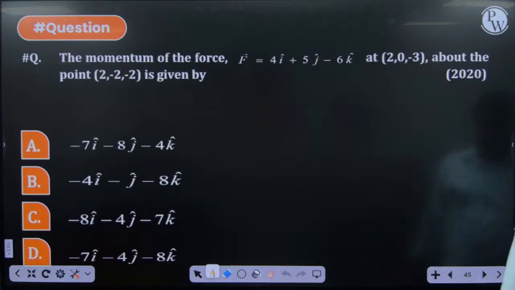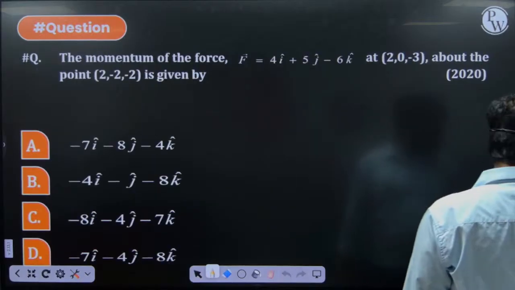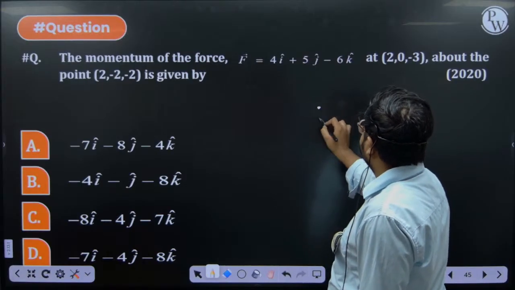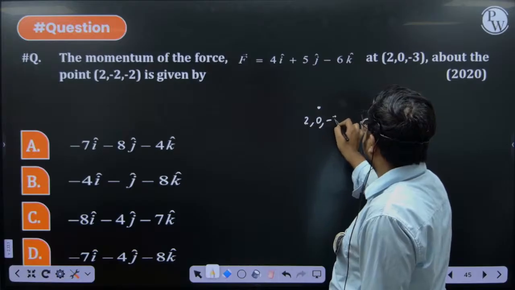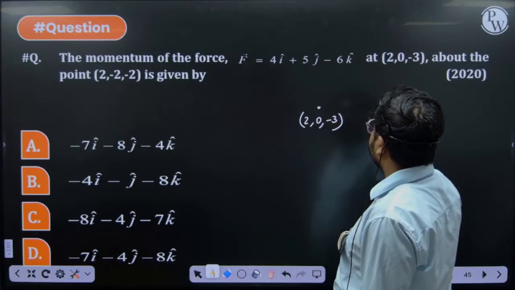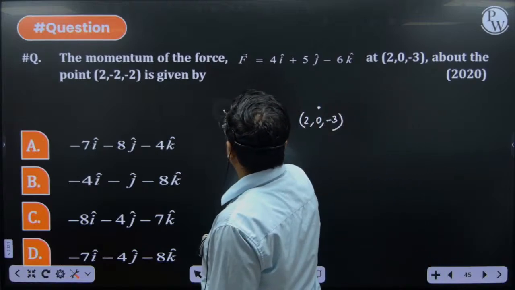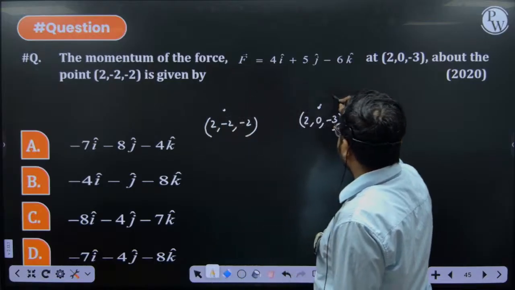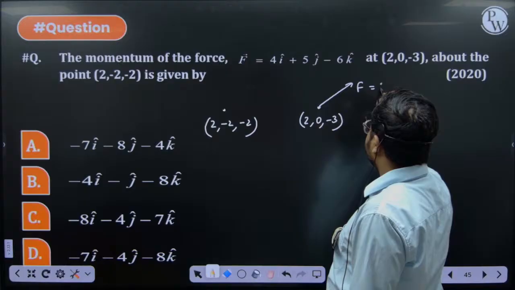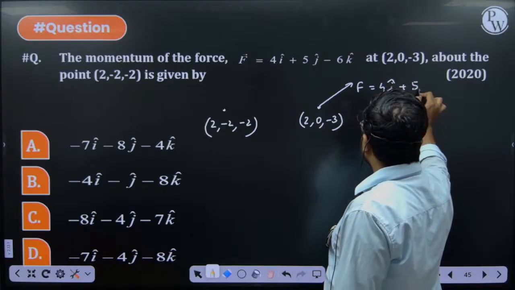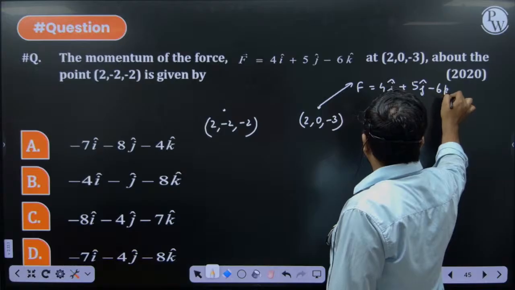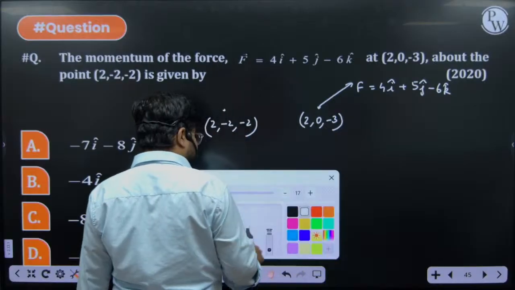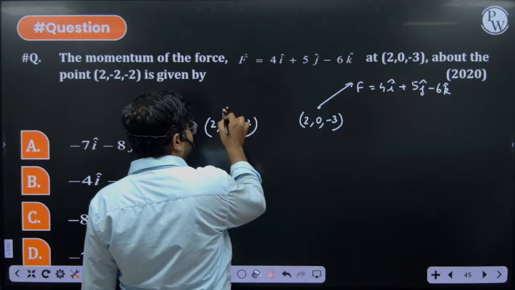Moving to the next question. So we have been given 2 points here, 2 comma 0 comma minus 3 and 2 comma minus 2 comma minus 2. A force is acting at this point. We have to find the torque about this point. Torque has to be found about this point.